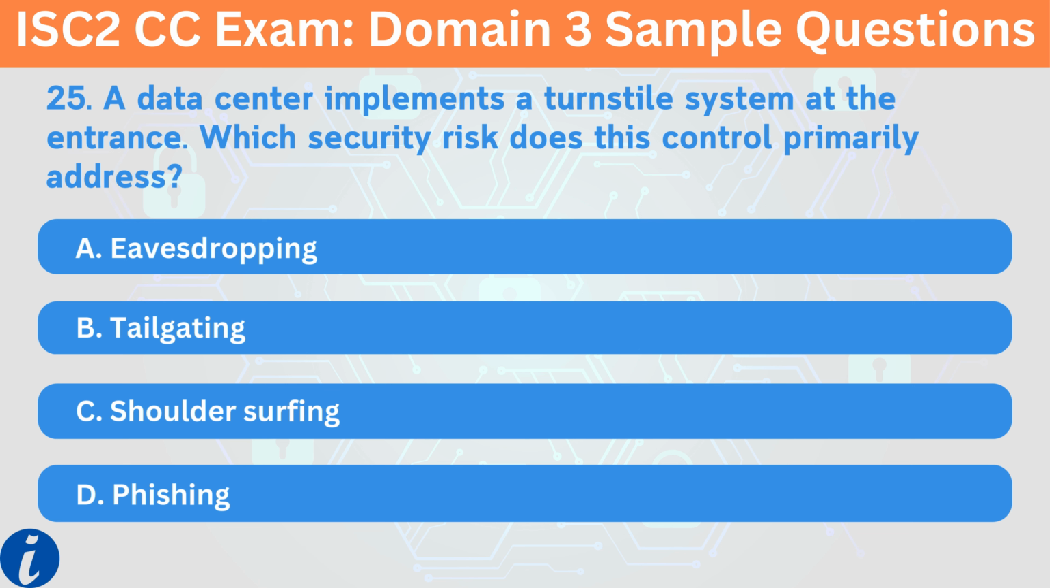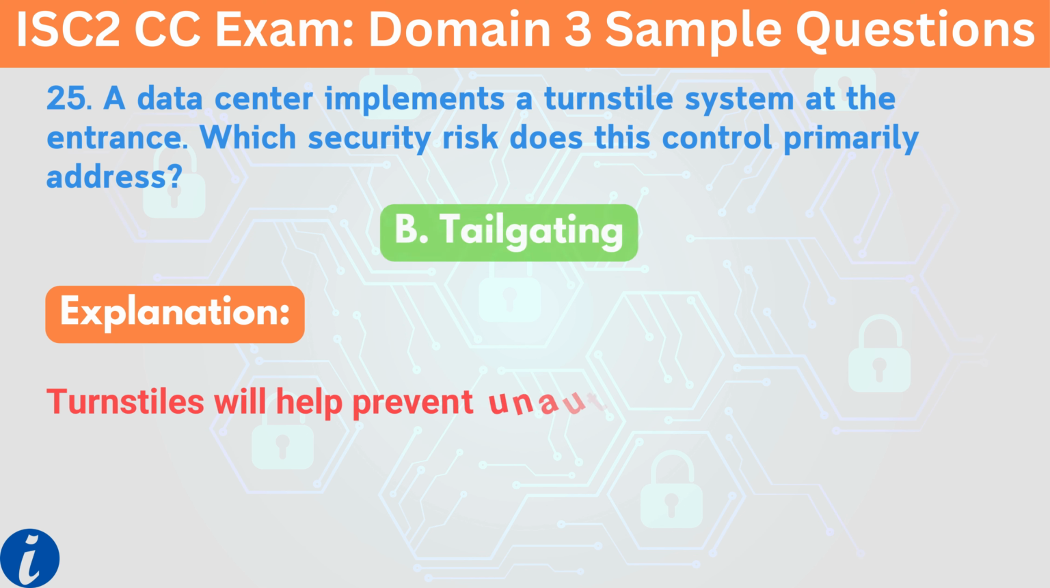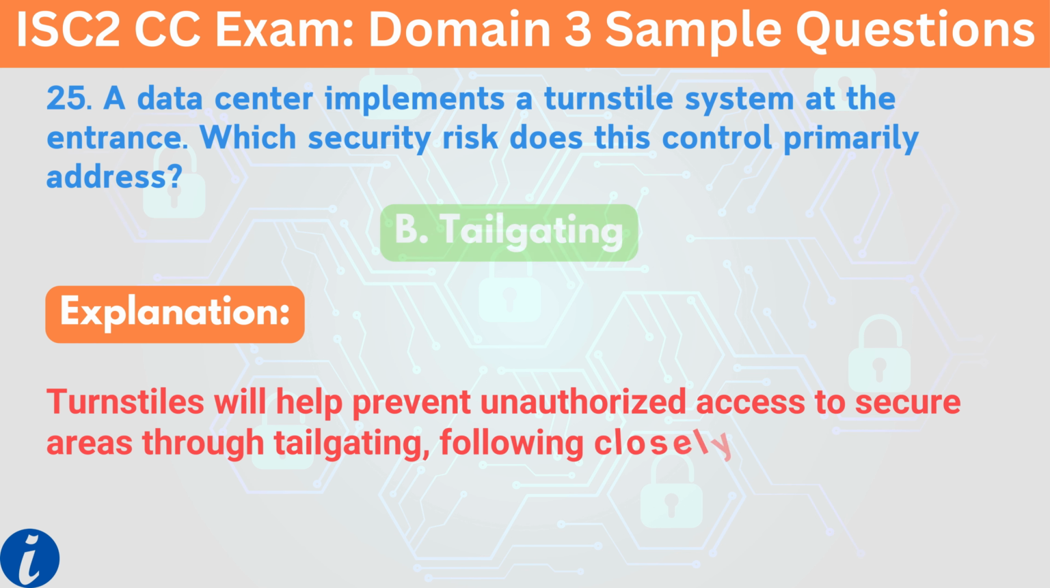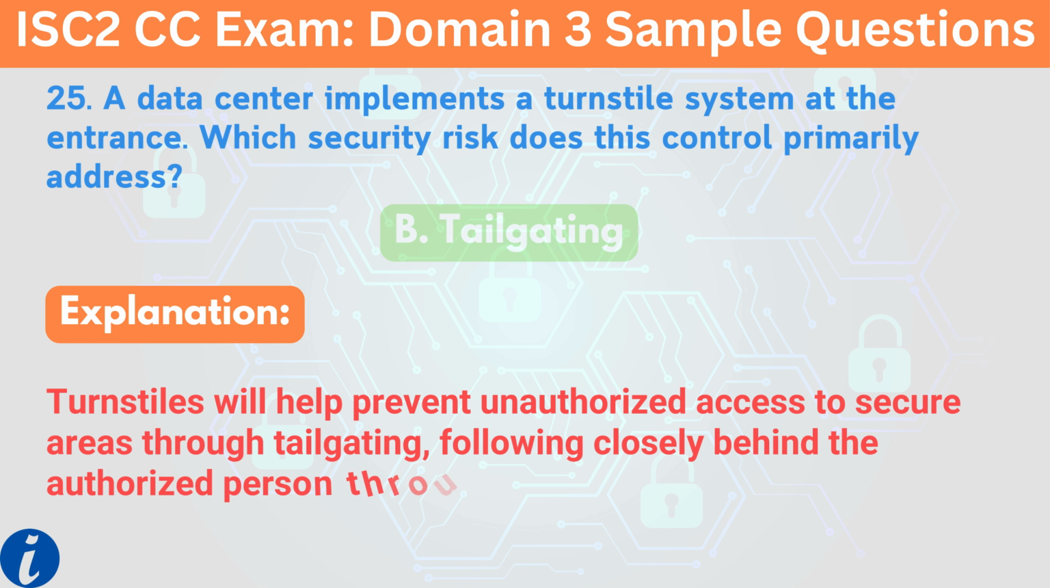25. A data center implements a turnstile system at the entrance. Which security risk does this control primarily address? A. Eavesdropping. B. Tailgating. C. Shoulder surfing. D. Phishing. The correct answer is B. Tailgating. Explanation. Turnstiles will help prevent unauthorized access to secure areas through tailgating, following closely behind the authorized person through the door.